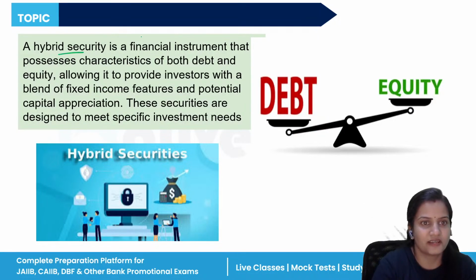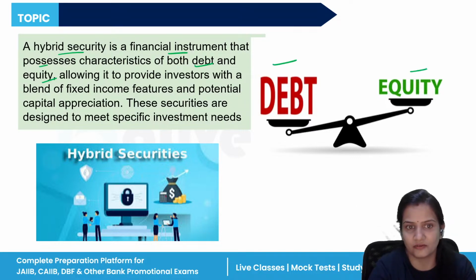So now, what is hybrid security or hybrid finance? It is a financial instrument that includes characteristics of both debt as well as equity, and it also allows the investors a blend of fixed income, that is debt, and equity. Clear?